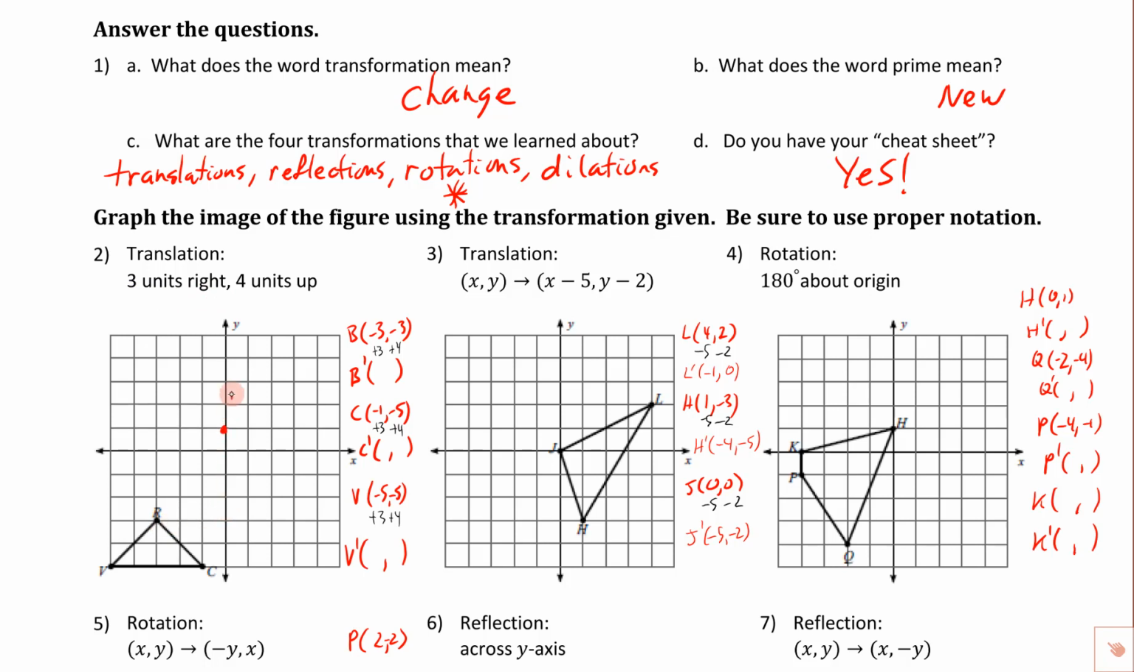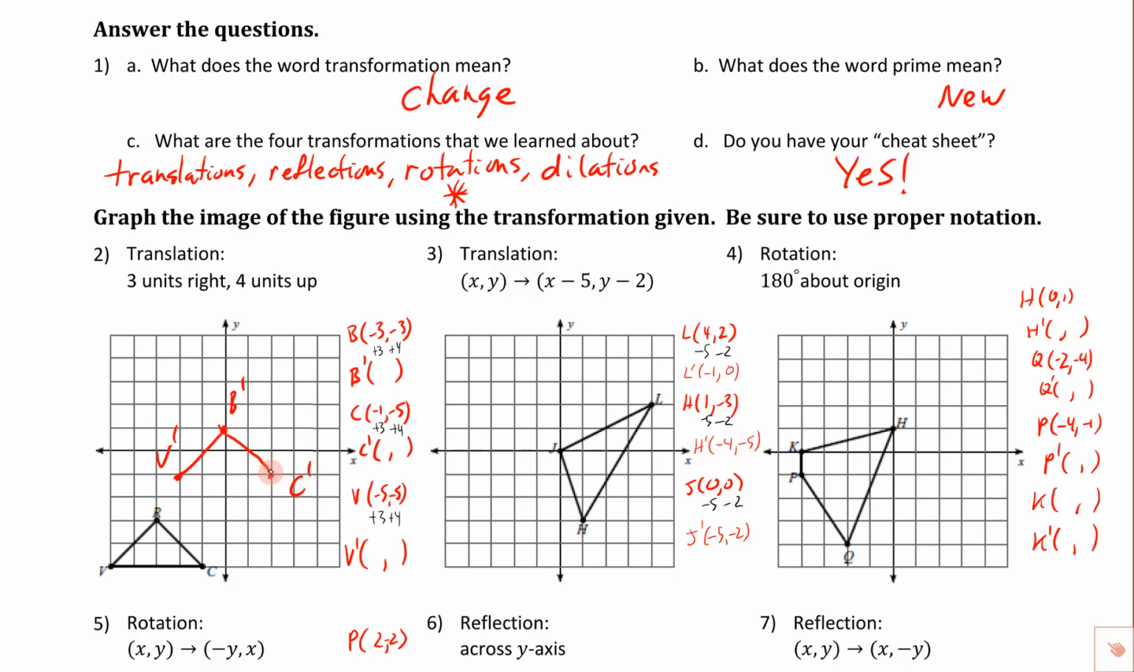If you count those off, that would be B prime. V prime would be 4 units to the right, and 3 units to the right and then up 4 units. So that's going to be right here. So this is going to be V prime. And then 3 units to the right, and then up 4 units, so that's going to be C prime.